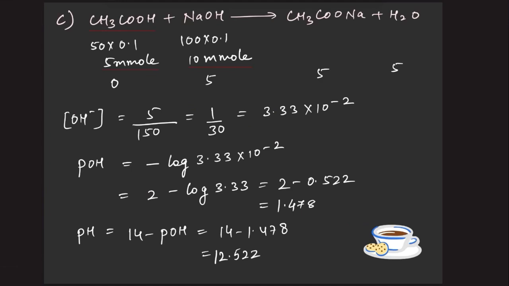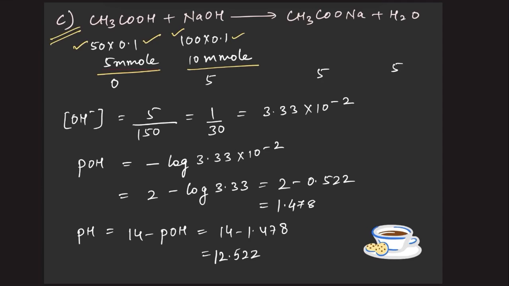Now the third part of the question. What is there in the third part? The volume of acetic acid is 50 milliliters. Molarity is 0.1 M. So millimoles of acetic acid is 50 into 0.1, which is 5 millimoles. The volume of NaOH is 100 milliliters. Molarity is 0.1 M. So the number of millimoles of NaOH is 10 millimoles. 100 into 0.1 is 10.